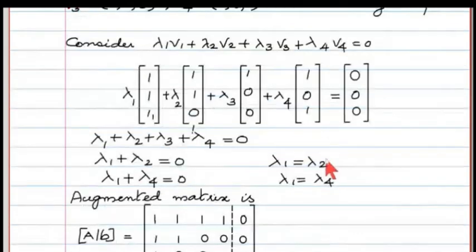From this, equating the first row, all are 1, so lambda 1 plus lambda 2 plus lambda 3 plus lambda 4 equal to 0. The second row doesn't have lambda 3 and lambda 4, so lambda 1 plus lambda 2 equal to 0. In the third row, lambda 2 and lambda 3 are absent, so lambda 1 plus lambda 4 equal to 0. From this equation, we get lambda 1 equal to lambda 2, and from this equation, lambda 1 equal to lambda 4.